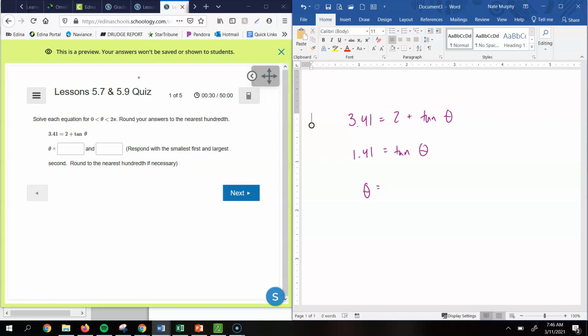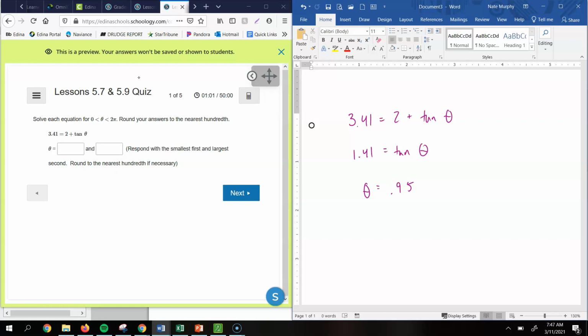I want to make sure that for this one, since the question asks us to find all the values between 0 and 2 pi, that indicates that your calculator should be in radians. Okay, so your calculator should be in radians for this. And so if I take the inverse tangent of 1.41, we get 0.9539. And it says the nearest hundredth, so we'll just leave that at 0.95. Alright, well we need to find all the values between 0 and 2 pi.